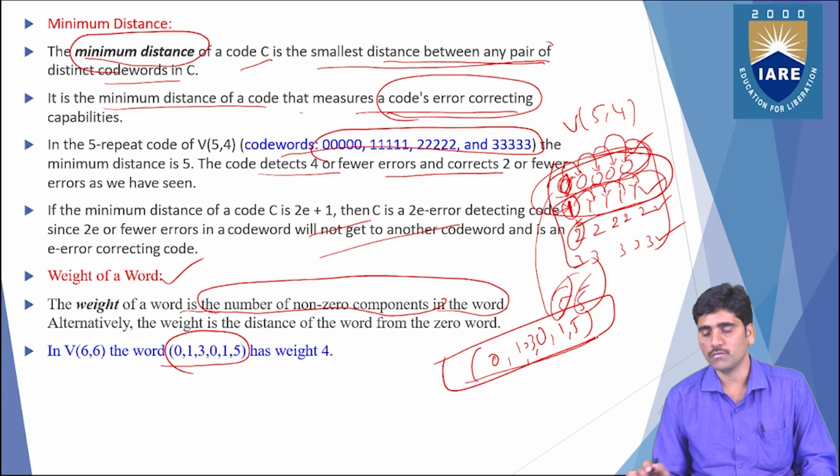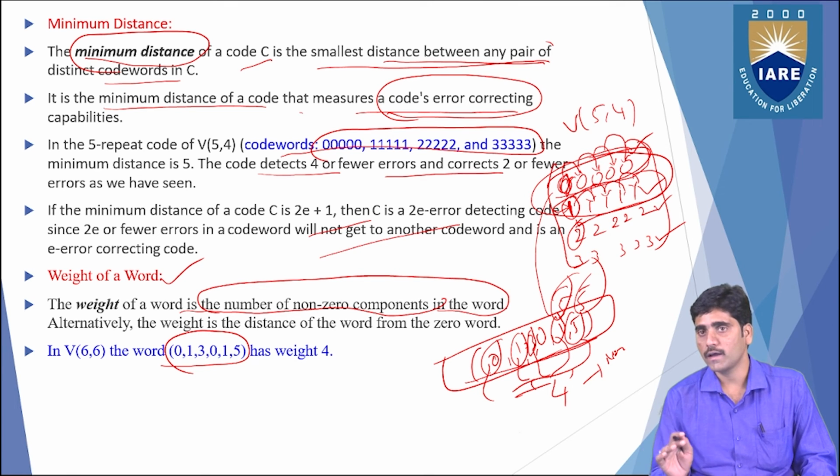So this is one word. From this word, what can we find? The weight of the word. What is meant by the weight of the word? It is the number of non-zero components in the word. So this is one non-zero place, this is another non-zero place, this is also a non-zero place, and this is a non-zero place. So totally 4 non-zero places occur.